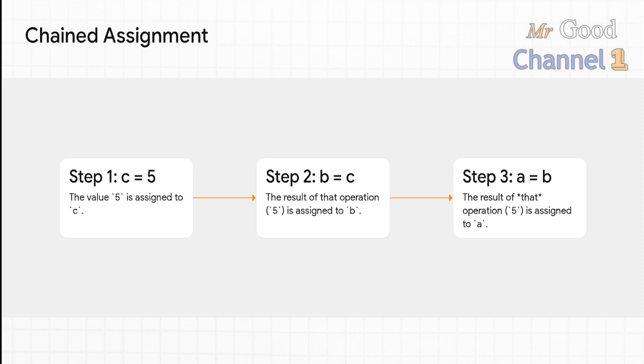That's how you can do crazy-looking stuff like this. The key is to just read it from right to left. First, the value 5 gets assigned to C. Then, the result of that whole operation, which is 5, gets assigned to B. And finally, the result of that operation gets assigned to A. They all end up with the value 5.